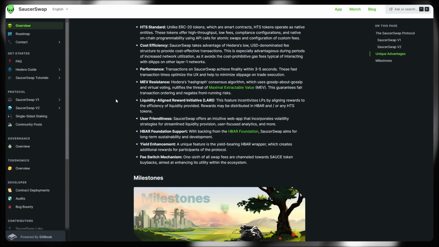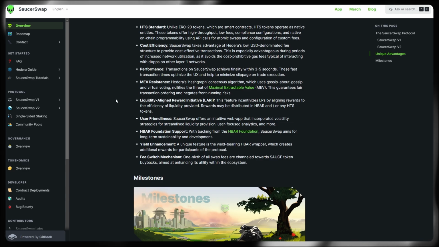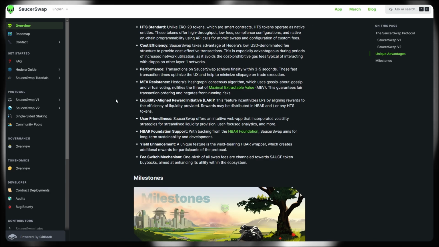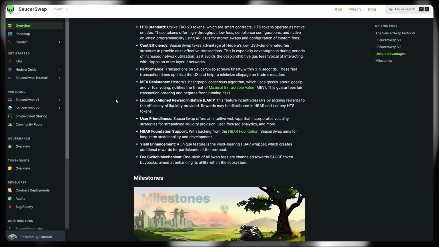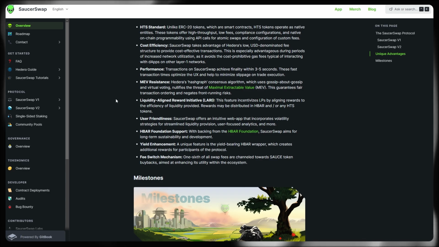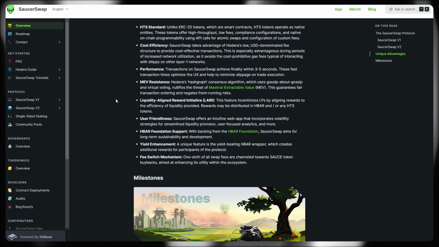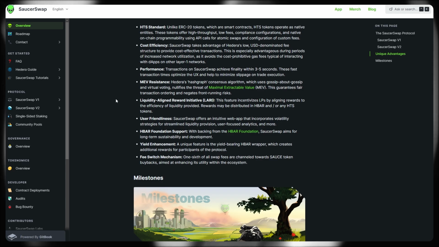MEV resistance, which is a major one. Hedera's hashgraph consensus algorithm, which uses gossip about gossip and virtual voting, effectively nullifies the threat of maximal extractable value, or MEV. This guarantees fair transaction ordering and negates front-running risks. Now, anyone that's been around for a while will know about front-running on chains such as the Binance Smart Chain and things like Ethereum. It's a complete nightmare when we start seeing things like large-scale mints or meme tokens, etc. And on Hedera, front-running is not possible due to this MEV resistance, which is a major factor in probably helping to produce a very, very high standard decentralized finance ecosystem that is currently being built.